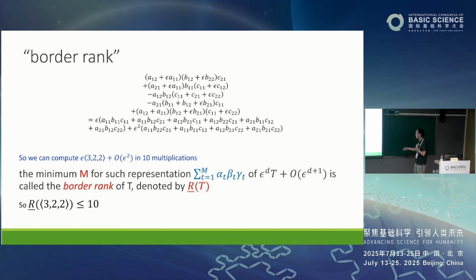Such a representation is called the minimum m to do that. That is, there are m products here, but the result is epsilon to the d times T plus some higher power of epsilon. Then such m is called the border rank of T. Such border rank can also be used to compute matrix multiplication.